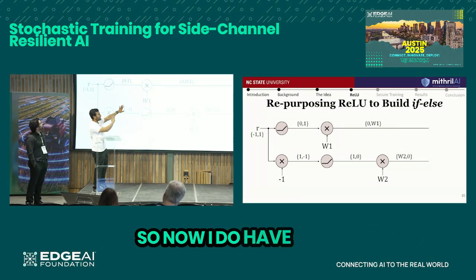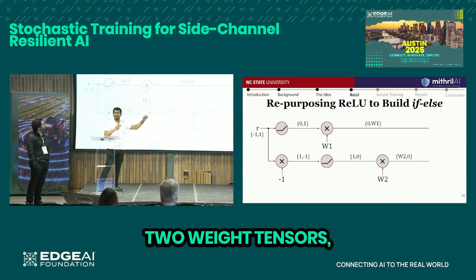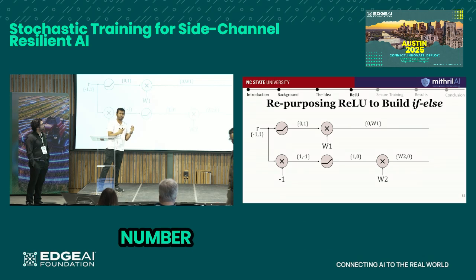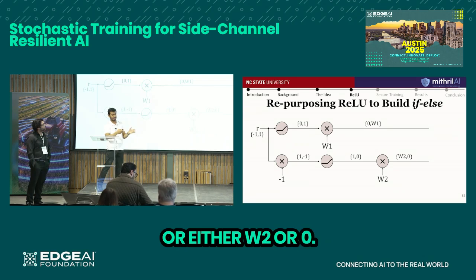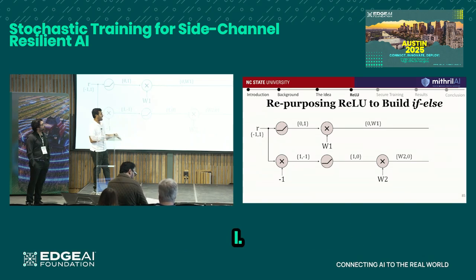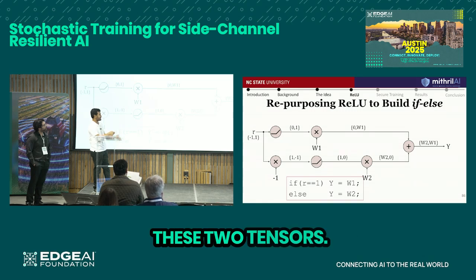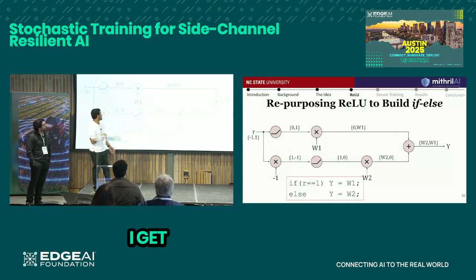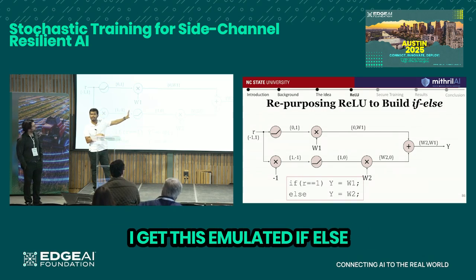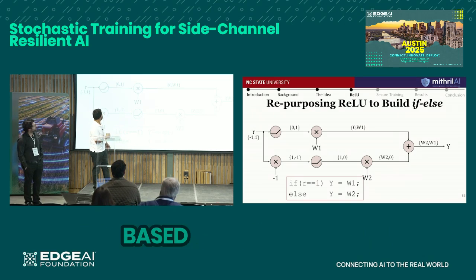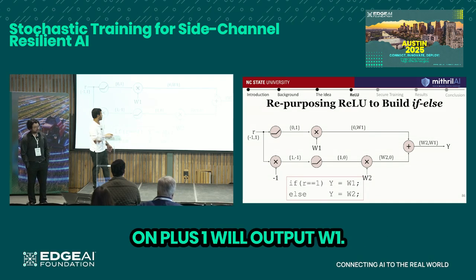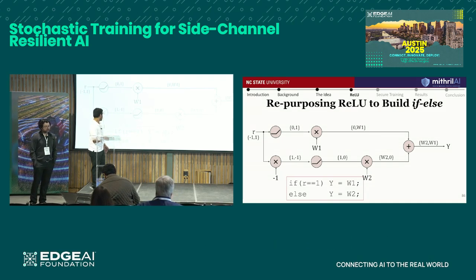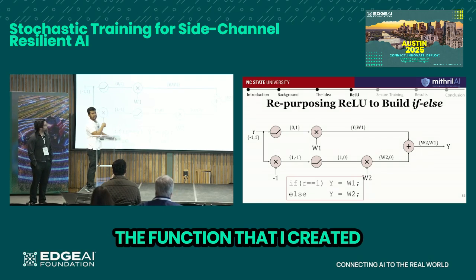So now I do have these two weight tensors, which based on a certain number r is either W1 or 0, or either W2 or 0. So what's the final step? I just need to add these two tensors. The moment I add them, I get this emulated if-else condition from ReLU, which based on -1 will output W2, or based on +1 will output W1. That's essentially the function that I created in this circuit.